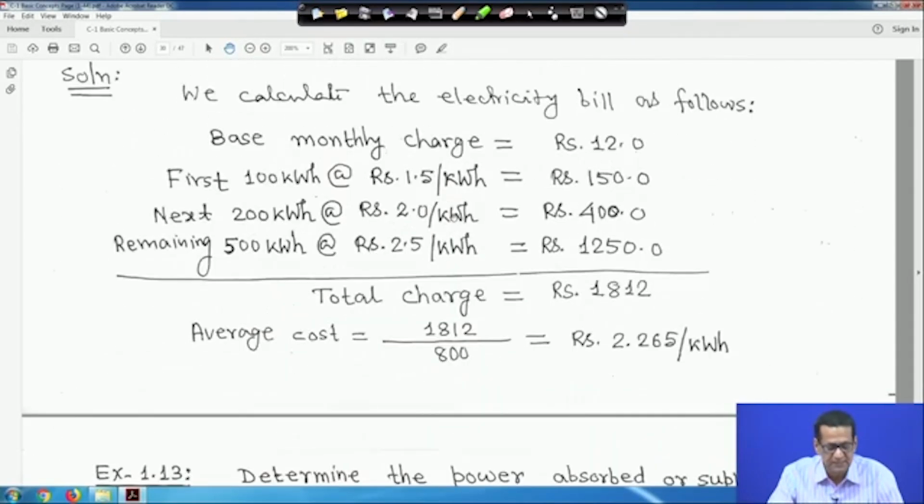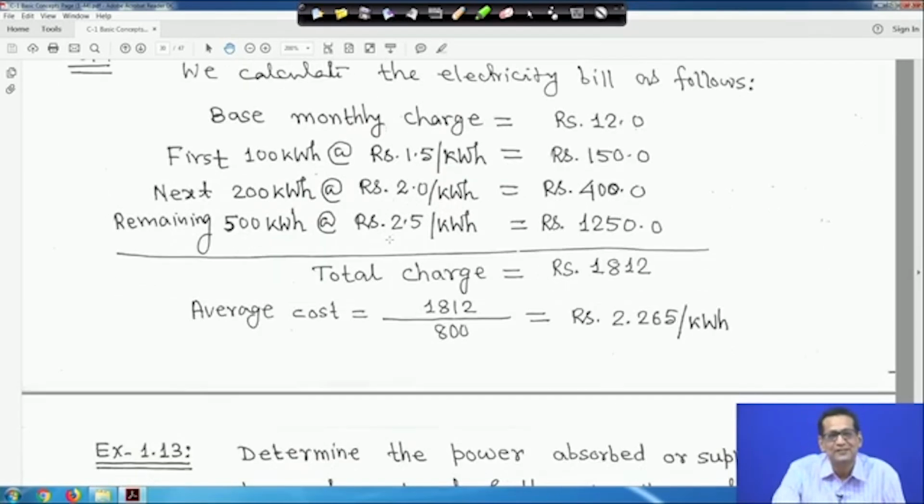Now, the residential consumer consumed 800 kilowatt hour. If you take the average, the average cost will be rupees 1812 divided by 800 kilowatt hour, which comes to approximately rupees 2.265 per kilowatt hour. This is a simple example, because the energy we are talking of is just P into time, power into time.